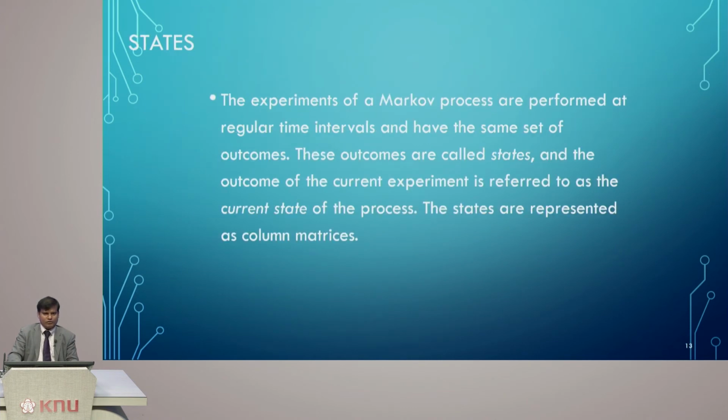Okay, so we have already defined what the Markov state is. Let's define what a state is. The experiments of a Markov process are performed at regular time intervals and have the same set of outcomes. These outcomes are called states, as we have already seen, and the outcome of the current experiment is referred to as the current state of the process, and you can in fact represent that as a column matrix. So this is where we are trying to model the whole thing. We are trying to model the states, the outcome of the states, into the column matrix.